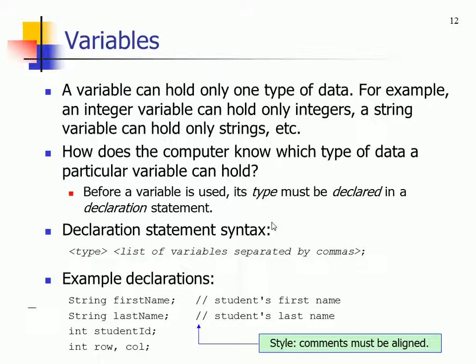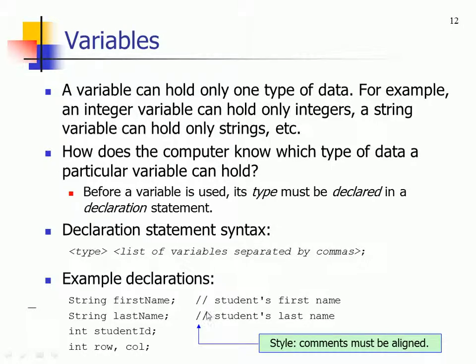Okay, here's the declaration statement. Data type, variable name, or multiple separated by commas. Here are some examples. String firstName. So firstName is my variable name. Notice the lowercase except for the N on the second word. And it's of type string. lastName of type string. studentID of type integer. row, comma, column are both of type integer. Everybody okay with that?